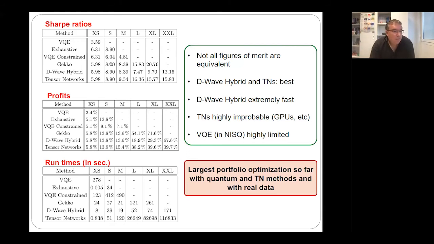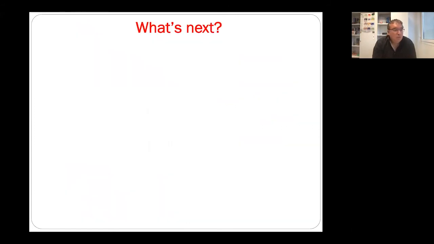Okay. Good. Now, the nice conclusion from here is that this was the largest portfolio optimization so far with quantum and tensor network methods. And it was also using real data. So this was real. We didn't generate random data here. This was real data, which was provided by us, and it was a real optimization. So these profits are real.